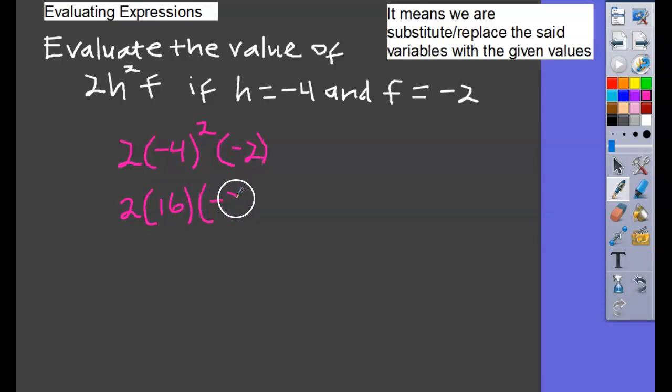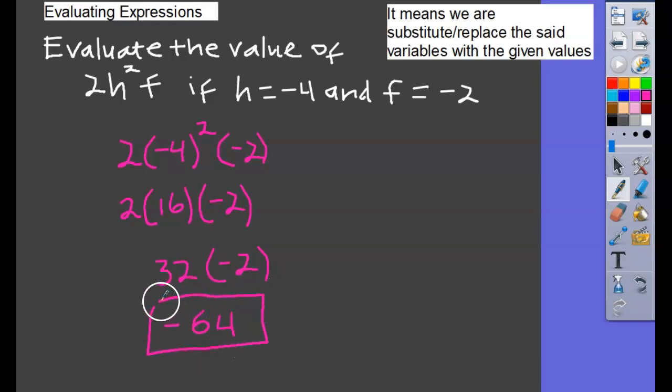We multiply by our 2 here. So 2 times 16 gives us 32. And then times negative 2. And 32 times negative 2 gives us negative 64. That is the final answer.